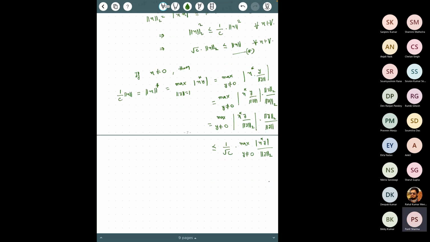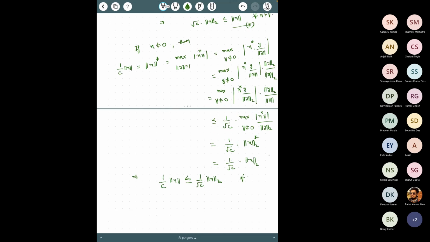But then what is this thing? This is 1 upon root c, and this quantity is just the dual norm of x, the dual of the 2 norm, sorry, dual of the 2 norm here. But then we know that the dual of the 2 norm is nothing but the norm itself. So from these two things, what we have is 1 upon c norm of x is less than or equal to 1 upon root c times the 2 norm of x for all non-zero x. So this implies that norm of x is less than or equal to root c times the 2 norm of x. This is, let's say, double star.